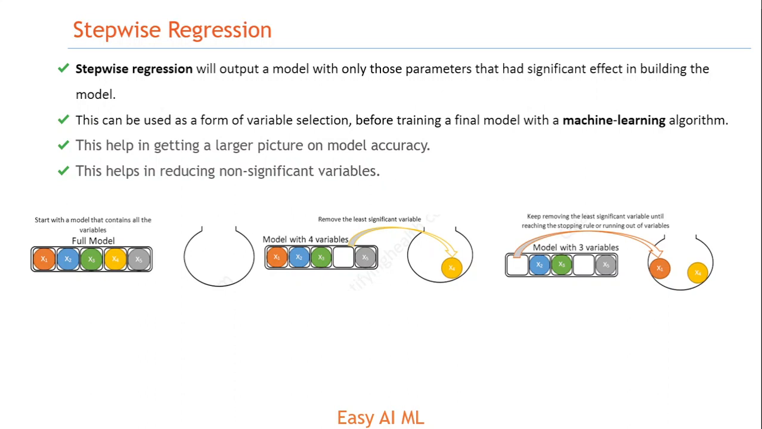In stepwise regression, we keep removing from the number of significant variables and keep testing the accuracy of the model. We continue to do this till the desired accuracy is retained. By removing the least significant variable again and again, this is an iteration, we help in getting a larger picture on model accuracy. This also helps reduce non-significant variables.